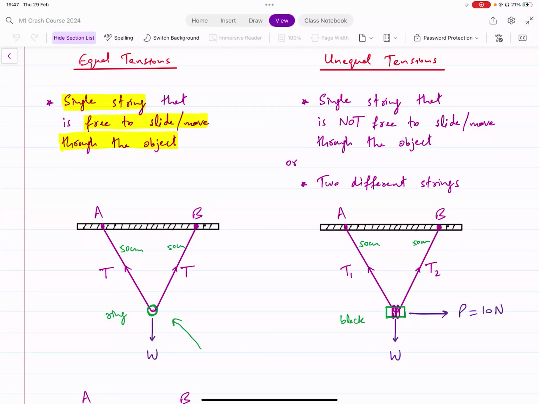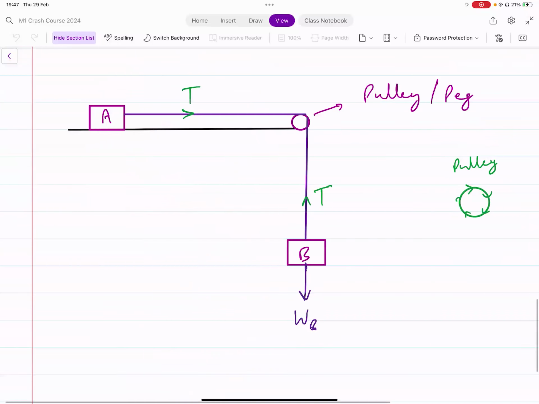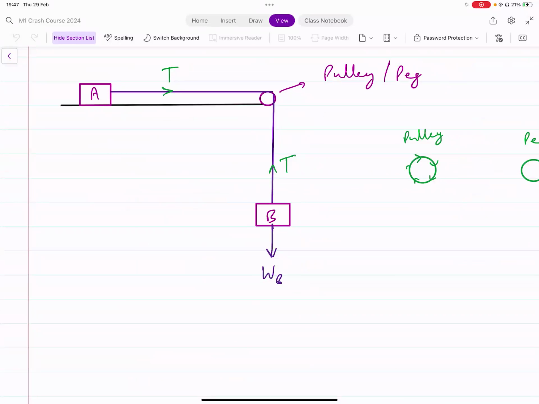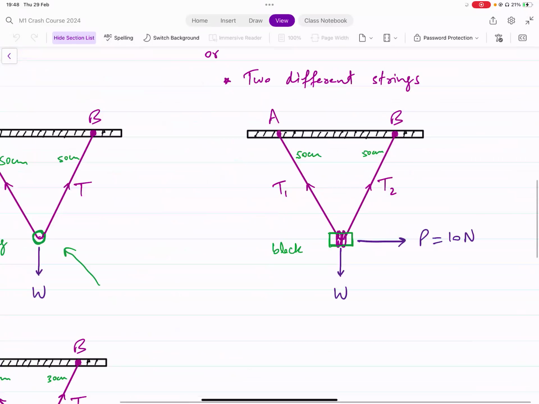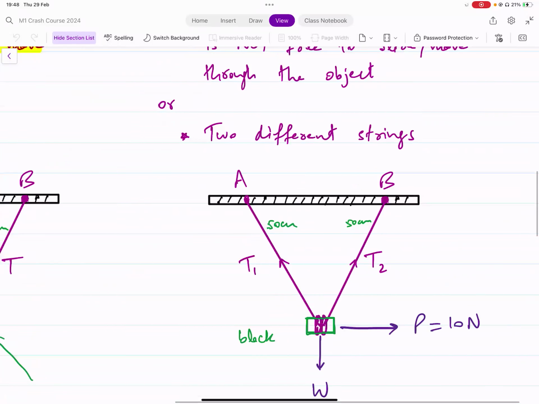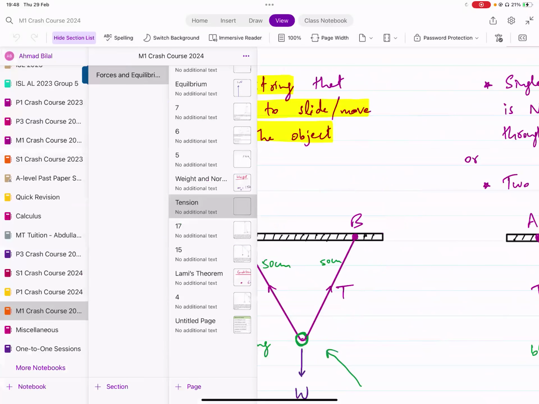Now, the two most common cases that you get for equal tensions are when you have a string that's passing through a ring like this. In that case, you have equal tension on both sides, because through a ring, a string is free to slide, free to move. And the other common case is when you have a string passing over a pulley. In this case as well, the tension on both sides is equal. Apart from this, in most of the cases that you get, the string is not free to slide. In that case, the tension is going to be different on both sides of the string. Okay, that's what we did. And again, we did some examples.